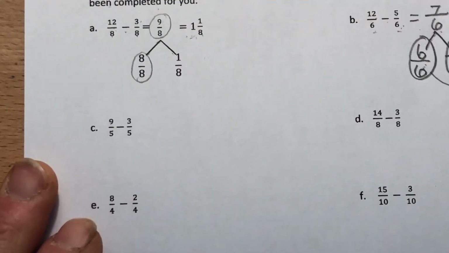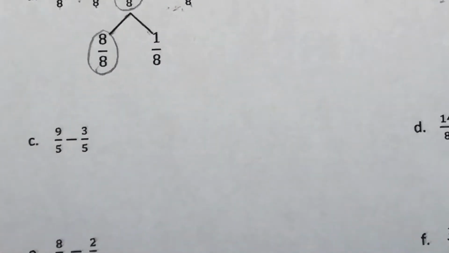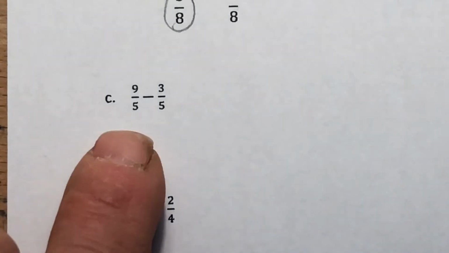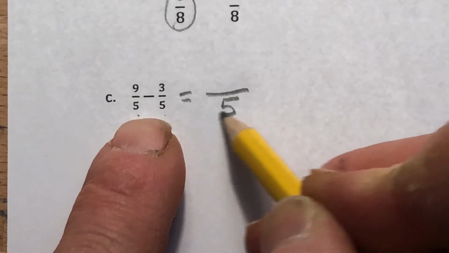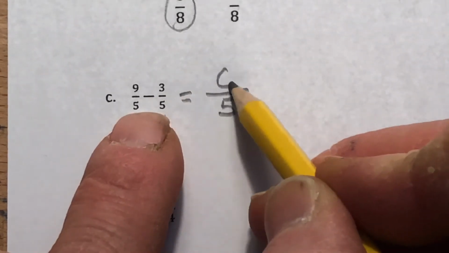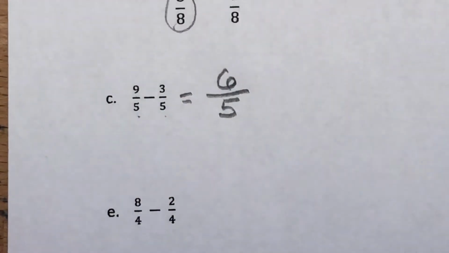All right, 9 fifths minus 3 fifths. The fifths are the same, so I'm good to go. It's going to be fifths. So 9 minus 3 is 6, and I end up with 6 fifths.